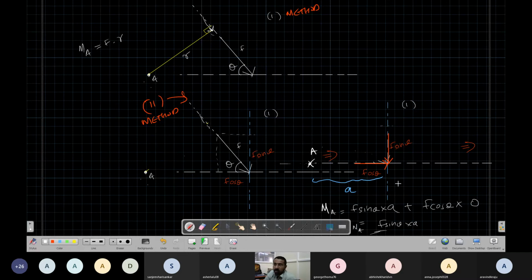Now, another way is, we either measure the perpendicular distance, or we split the force into two components and add them together: this component's moment plus this component's moment. Okay, this moment is just a property. You can find the moment about any point, provided either you know the perpendicular distance to the force, or you can divide the force into two components and solve. Okay, you can do that. We'll illustrate with examples, then you will understand what I mean by that.